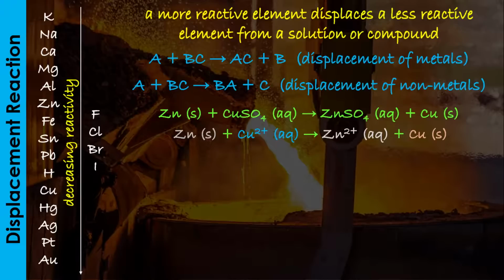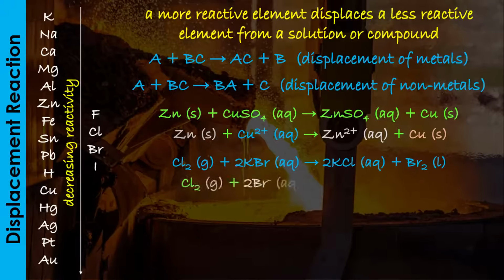Also, the reaction that occurs when chlorine gas is bubbled into a colorless solution of potassium bromide. It will be observed that the colorless solution turns brown. This is because chlorine, which is more reactive than bromine, takes the place of the bromide ions in the solution and releases the reddish brown bromine molecule, which changes the color of the solution to brown. Another example of a displacement reaction is the thermite reaction used in welding rail tracks.